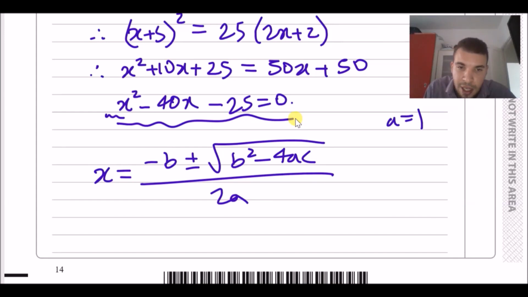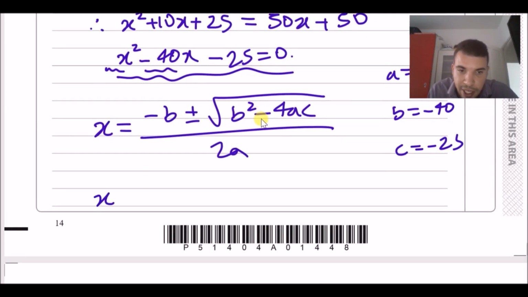b is the x term, so the value from the x term would be minus 40, and c would be minus 25. Now we're just going to substitute this in, so make sure you substitute in carefully, guys, yeah?